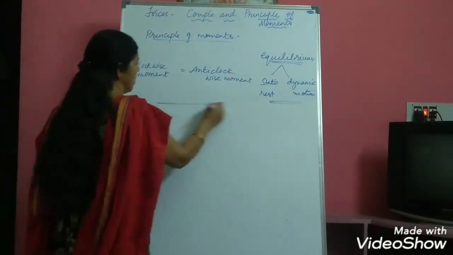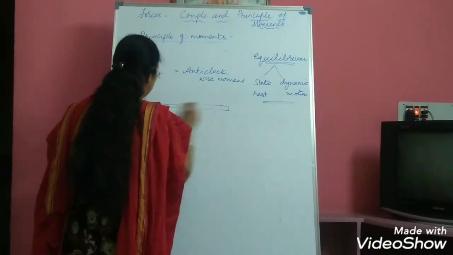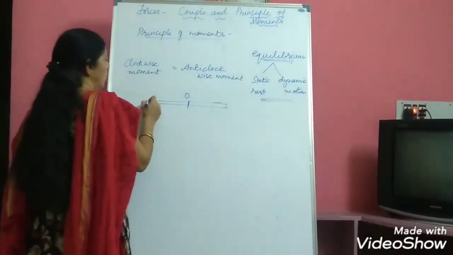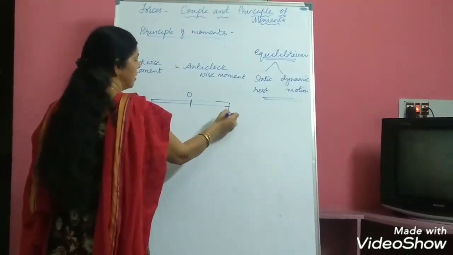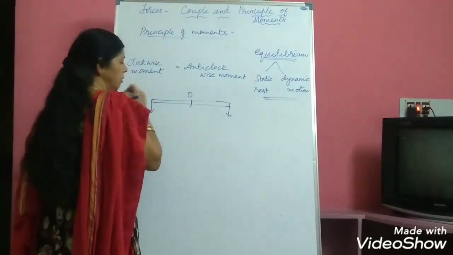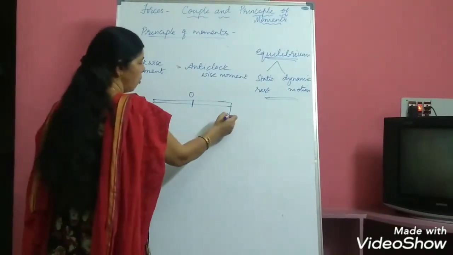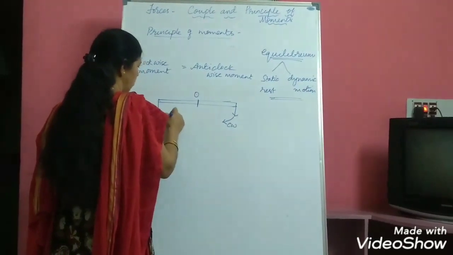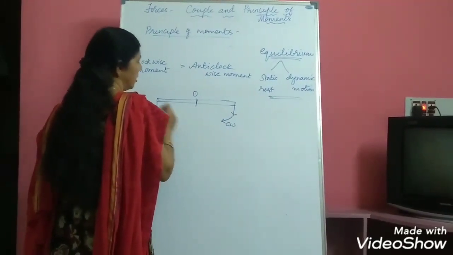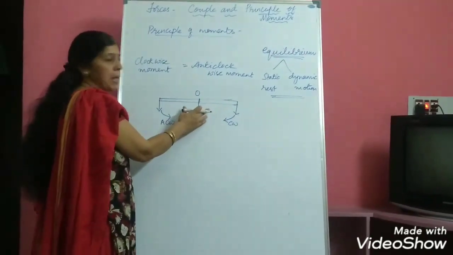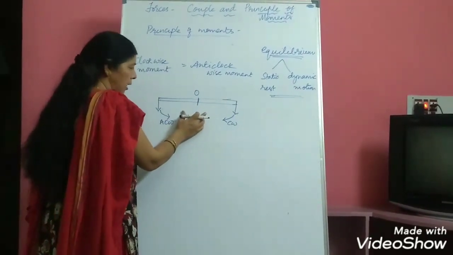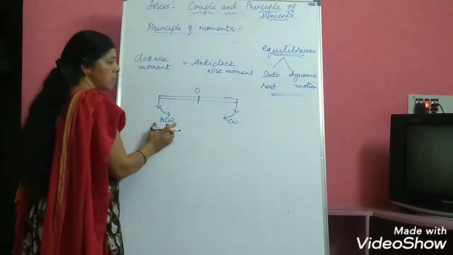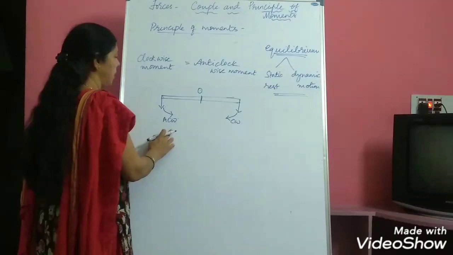Now let us take this example. This is a rigid bar which is supported at the midpoint O. Now here one force is acting and here another force is acting. Now this force will produce clockwise moment and this force will produce anti-clockwise moment. If this rigid bar has to be in equilibrium condition, then what should be the condition? The clockwise moment must be equal to anti-clockwise moment.